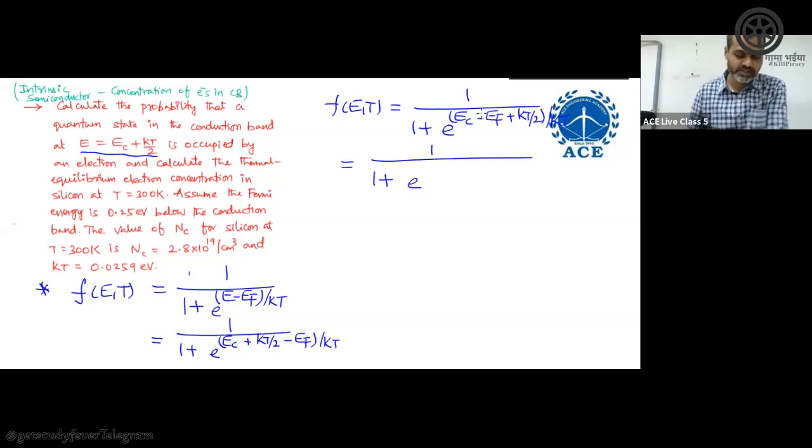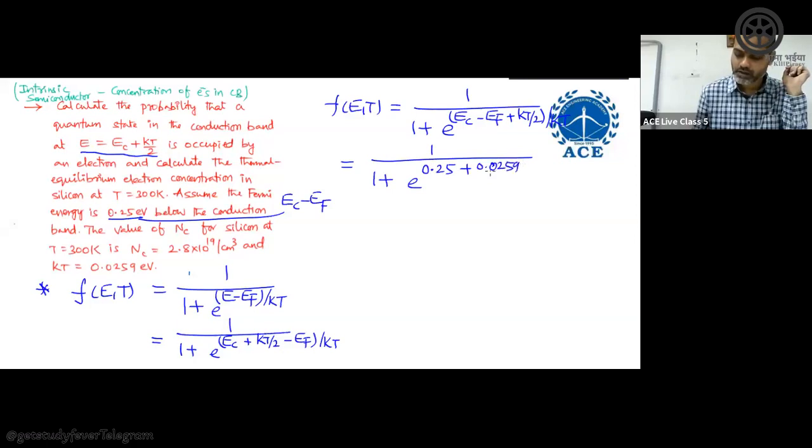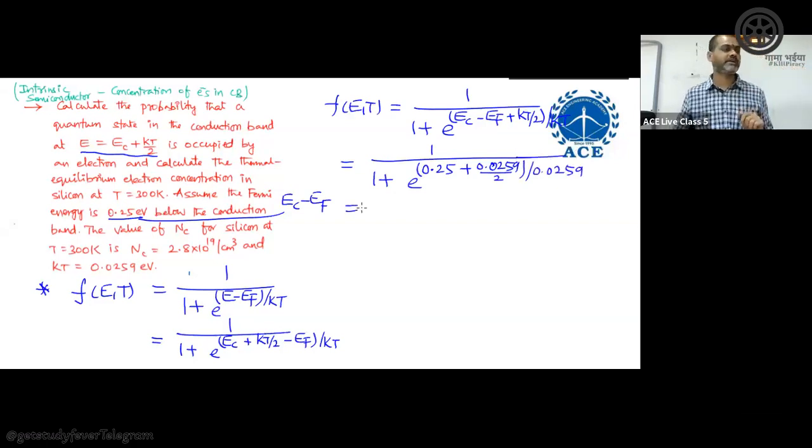EC minus EF is given, you can see very clearly here. Assume the Fermi energy is 0.25 electron volts below the conduction band. So what is this value? I can put it here. How much is it? 0.25 plus 0.0259, let me take it divided by 2, and the whole divided by 0.0259. So we calculate this value.